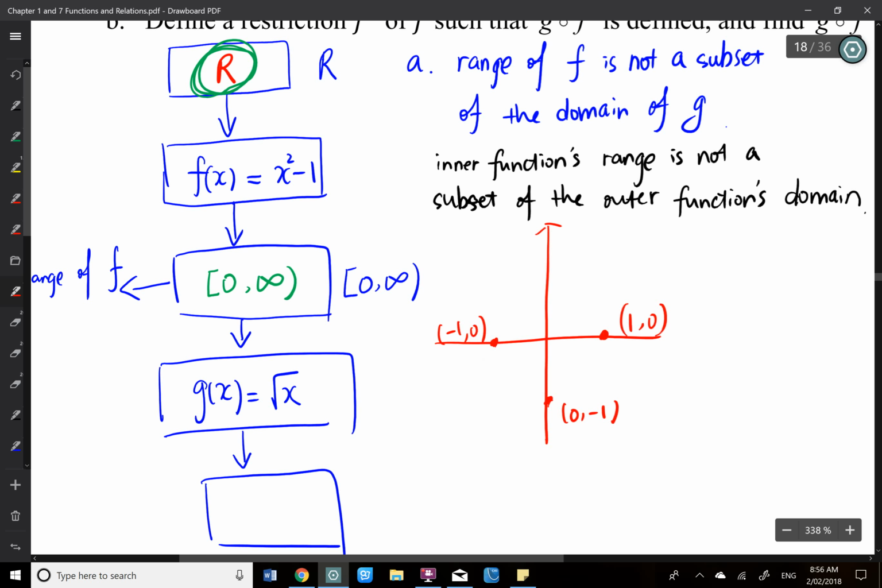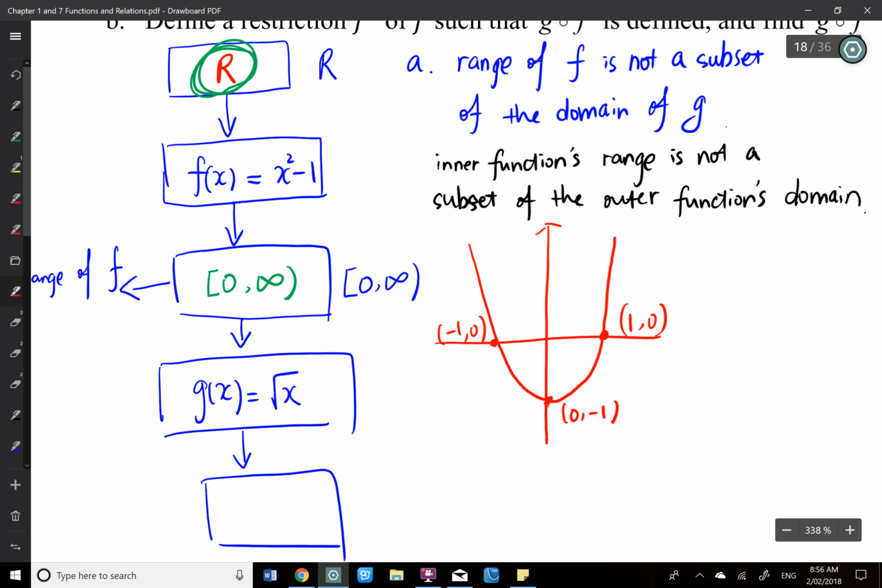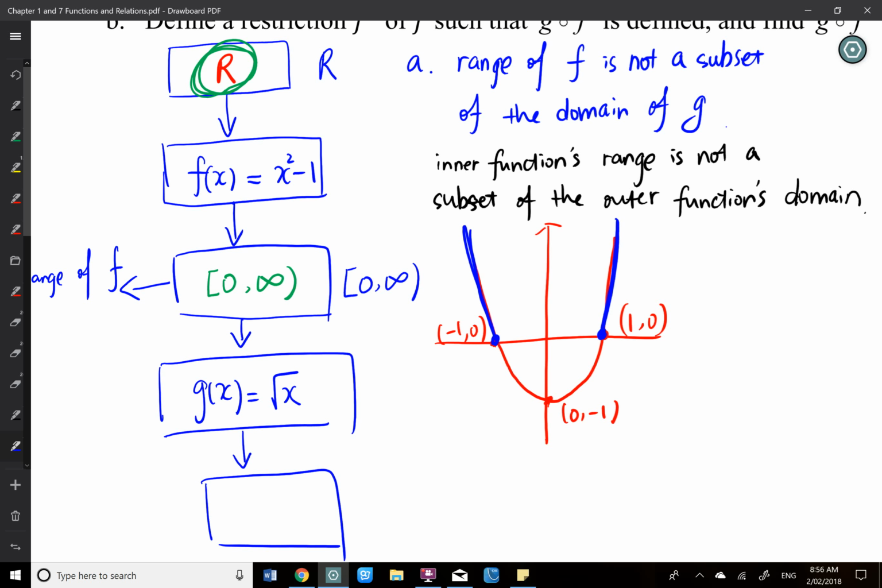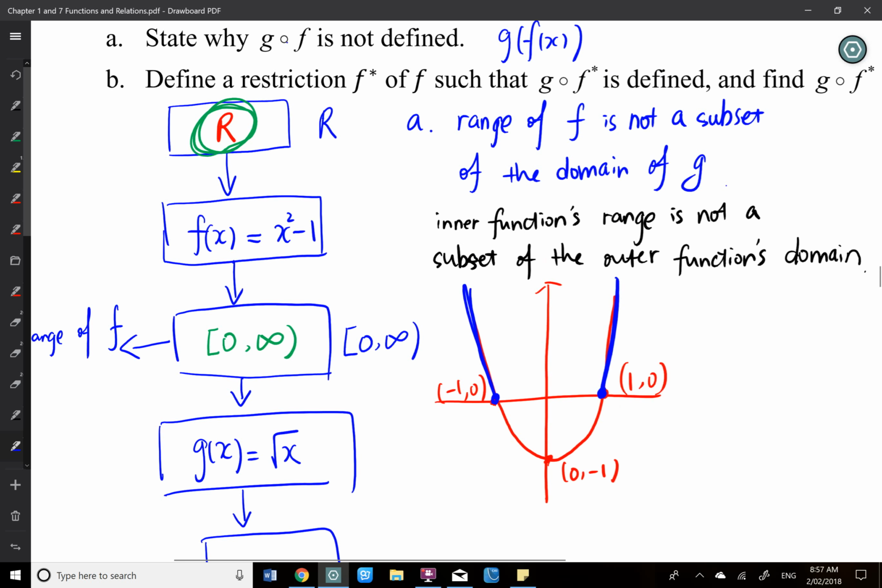So that's the shape of the graph. What do I want to achieve? I want to achieve a range of 0 to infinity. This part and this part get a range of 0 to infinity, y values 0 to infinity. So those two parts of the graph get a value range of 0 to infinity. So what's the corresponding x? What x you put in, you will get those values.